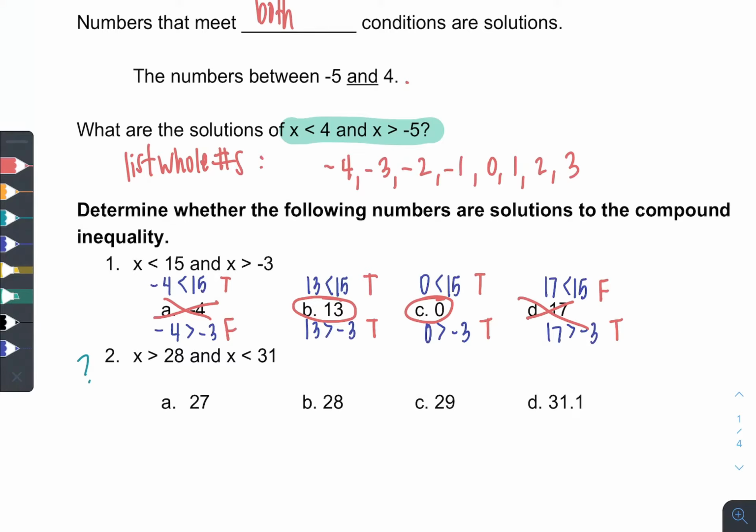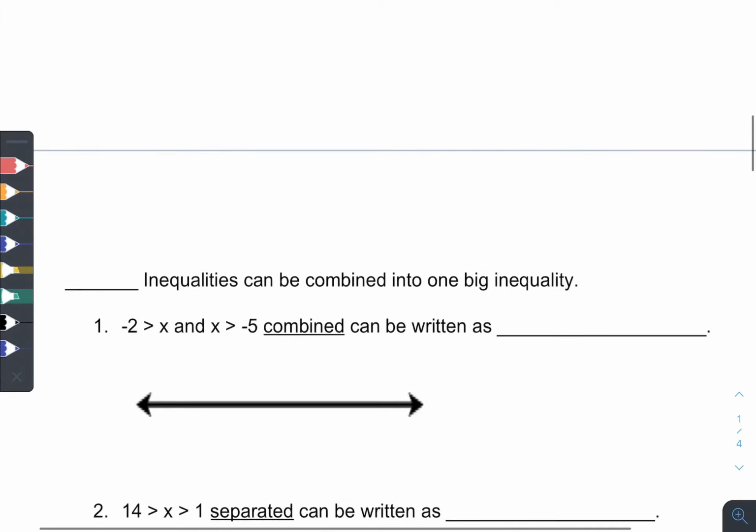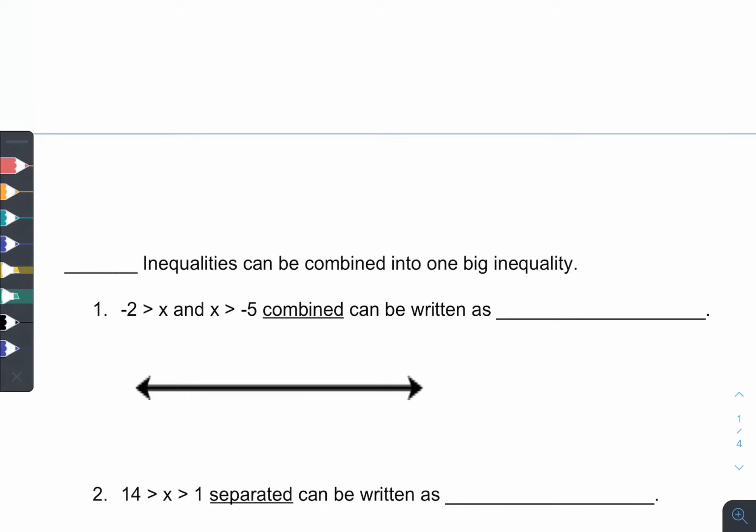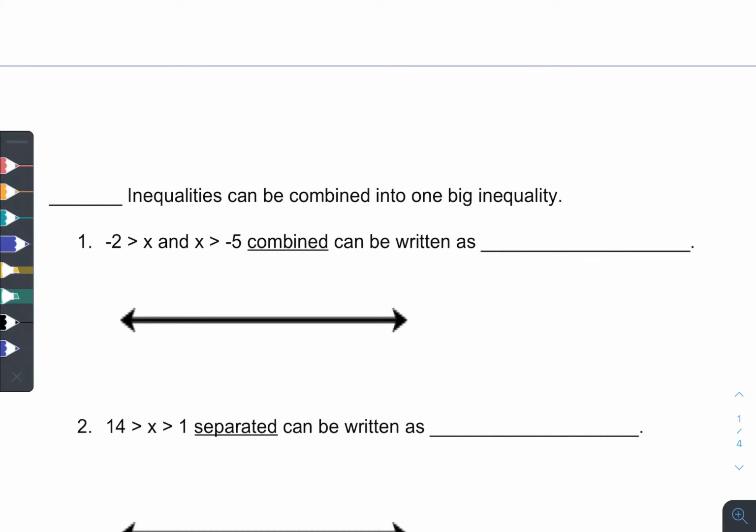All right, so there was only one solution to that one, and this was C. 29 is the only number that's greater than 28 and less than 31. Next up here, we can say that and inequalities can be combined into one big inequality. So if we were to write x is less than -2 and x is greater than -5, we can write it as -5 is less than x is less than -2.